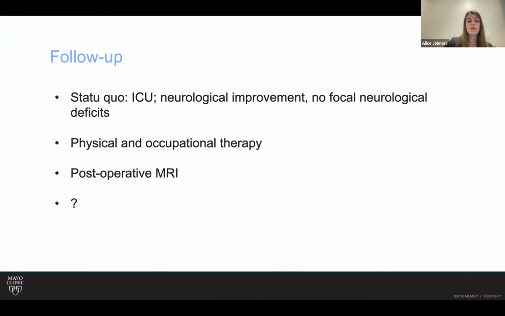So the patient is still currently in the ICU where he's being closely followed, and he continues to show neurological improvement and doesn't show any focal neurological deficits. So given the results of the histology, would anyone like to comment on what you would consider to be the appropriate follow-up for this patient?